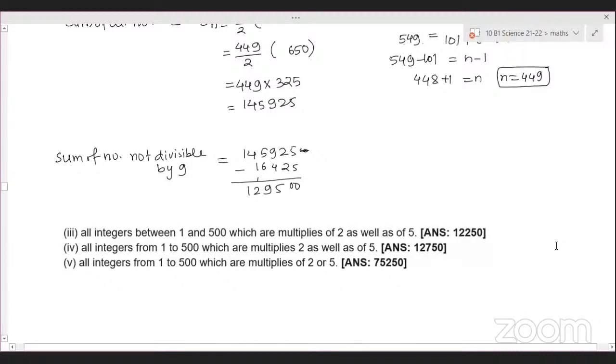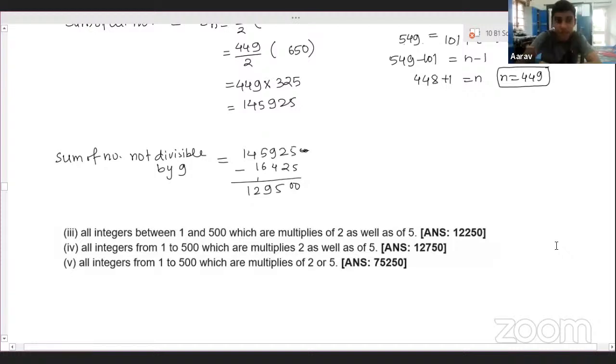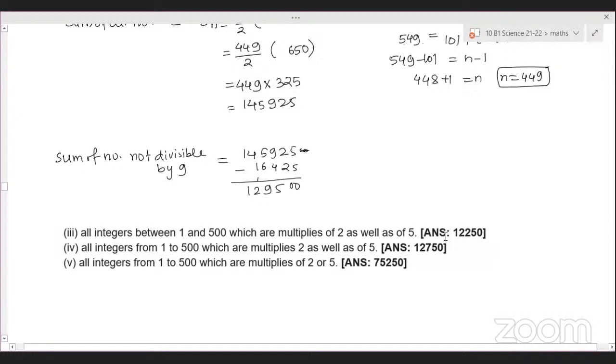Between is 2 to 499 and from is 1 to 500. All the integers between 1 and 500 means it will start from 2 and end at 499. Right? Which are multiples of 2 as well as of 5. That means a number should be a multiple of 2 and also a multiple of 5. So which is that number? 10. So all the multiples of 10 you have to find out.